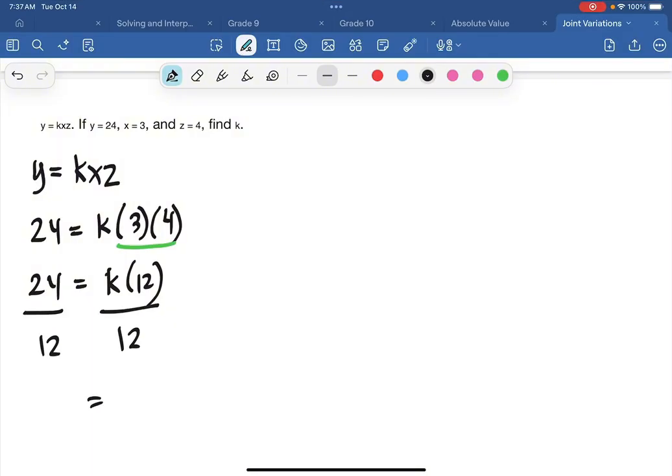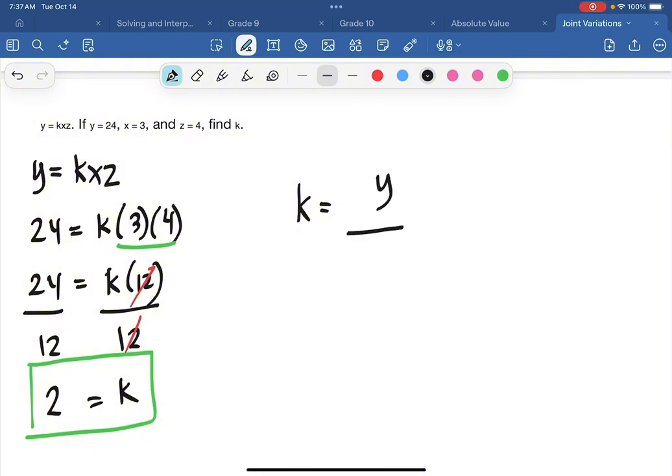So that means the value of k is 2, since 24 divided by 12 is 2. So basically, in finding k, we could have it like this: k is equal to y over x times z, if you want to have it directly as possible.